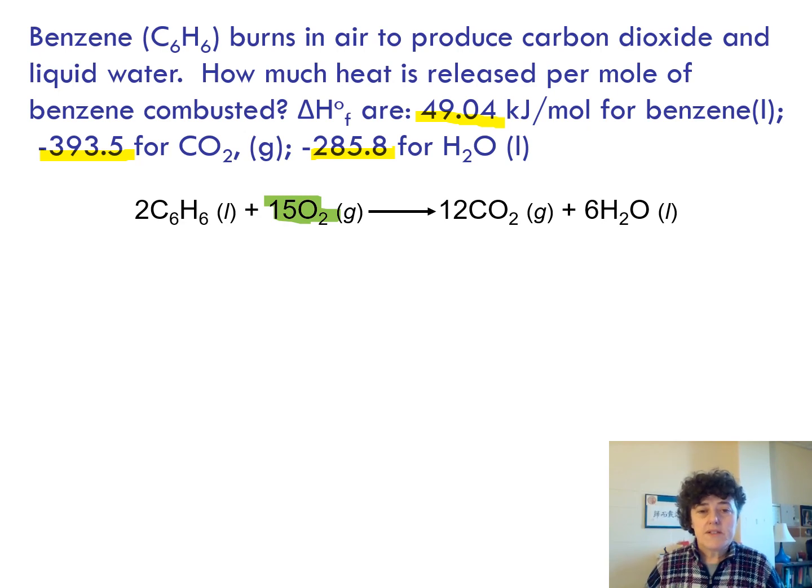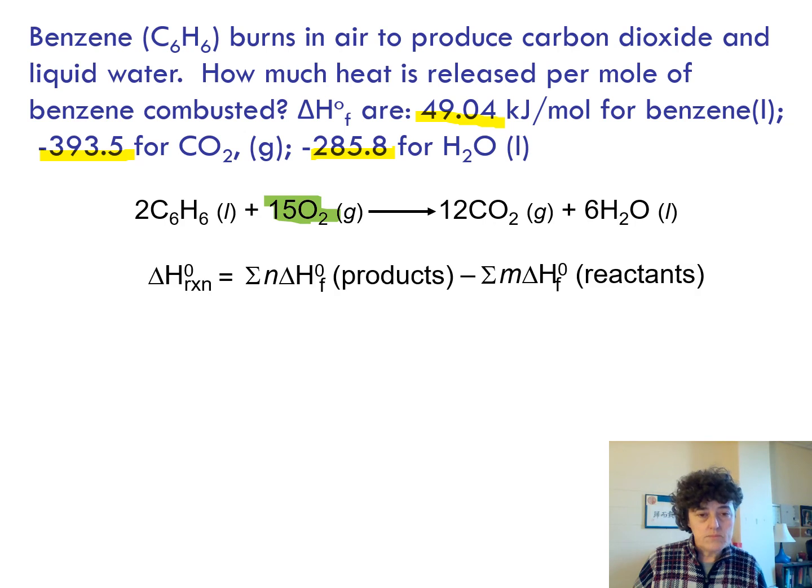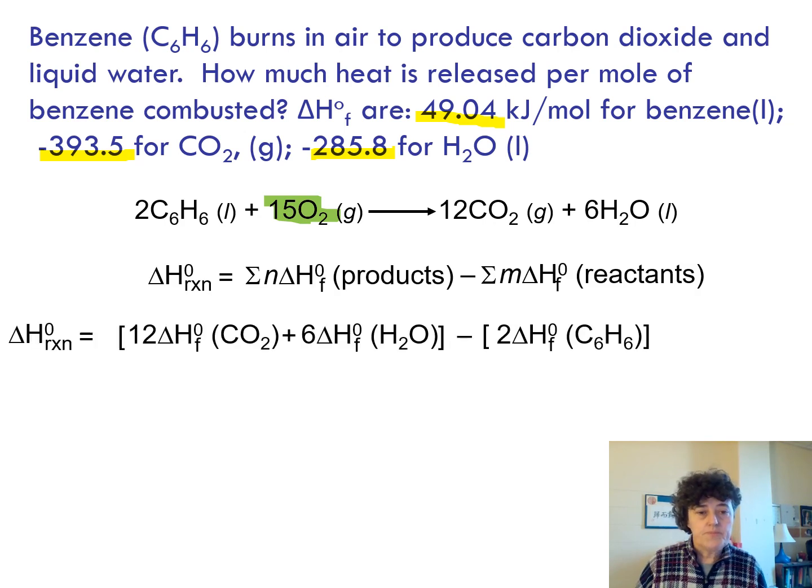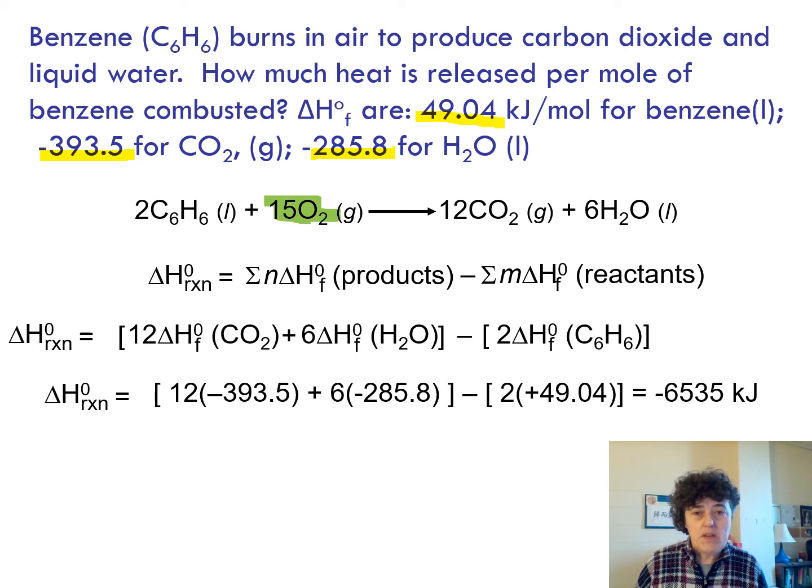So to calculate the delta H of the reaction, we need to take the delta H of formation of each of the products, multiply by the coefficient in front of the product formula in the balanced equation, and then take the delta H of formation of the reagents, multiply by its coefficient, and change that sign. So this is the formula that we're going to use. We are taking the delta H of formation of CO2 multiplied by 12 plus the delta H of formation of water multiplied by 6 minus the delta H of formation of benzene multiplied by 2. And this gives us a quite big negative number that makes sense because we know that burning is exothermic.